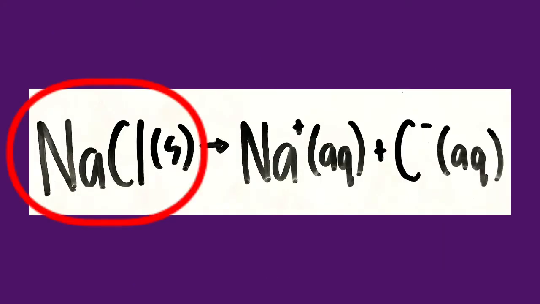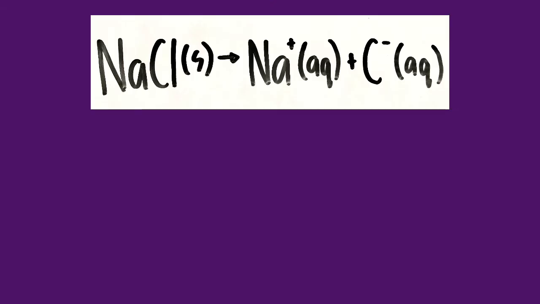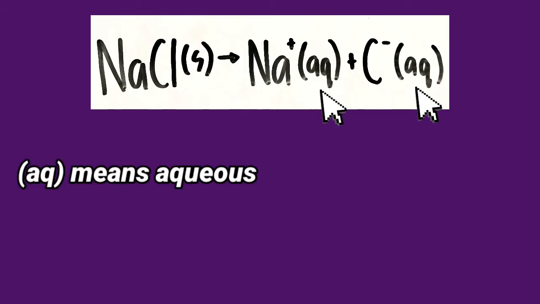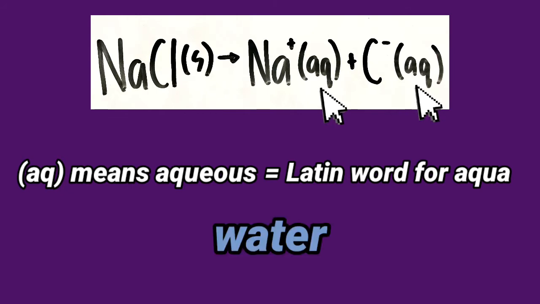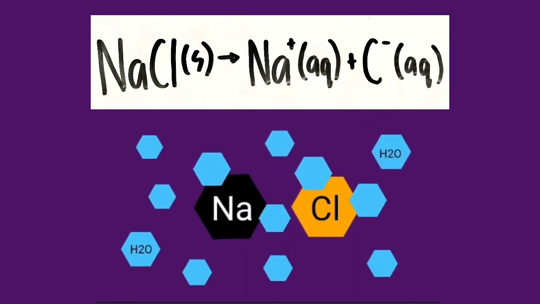On the left side of the equation, you'll see the solid form of sodium chloride, and on the right side, you'll see two separate ions, which is the positive and the negative ion. The term aqueous comes from aqua, a Latin word which means water. It is used to emphasize that the ions are hydrated and that water molecules are attached to them.